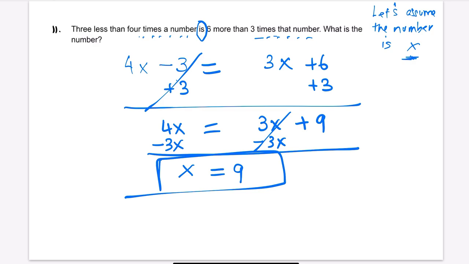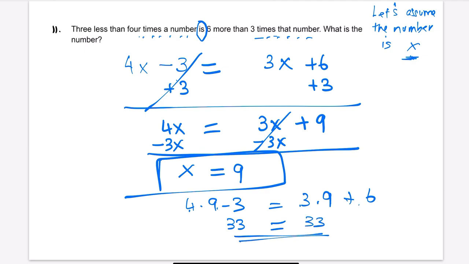You can quickly check this. 3 less than 4 times the number. 4 times 9 minus 3 is 6 more than 3 times the number. Let's check this quickly. 9 4s are 36 minus 3 is 33 on the left side. 9 3s are 27 plus 6 is also 33. So the x is 9. The number is 9.